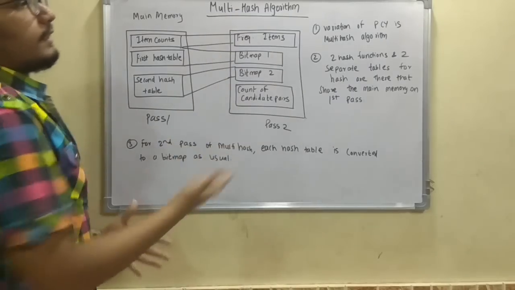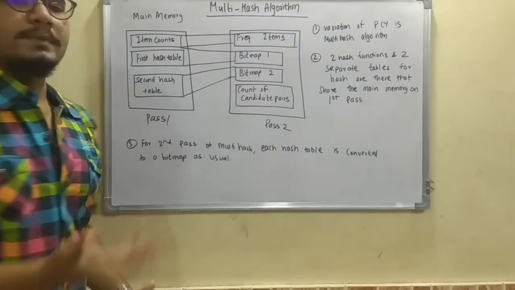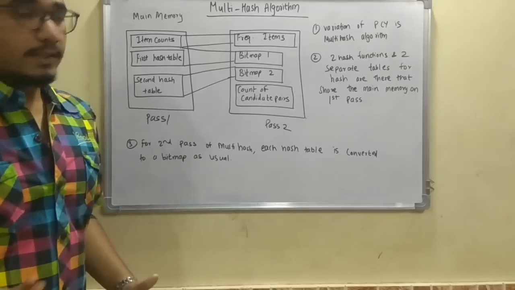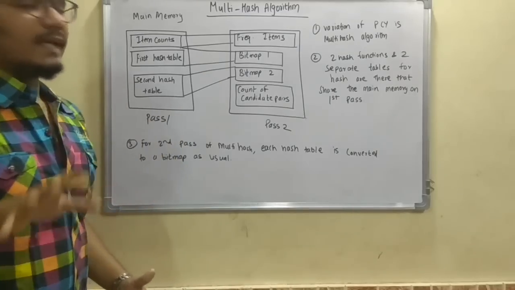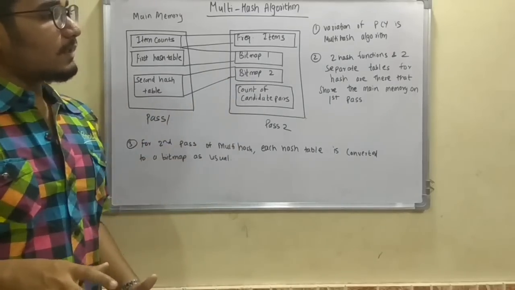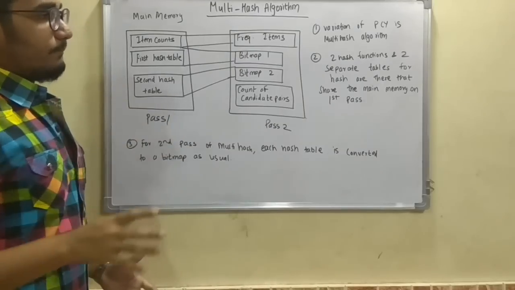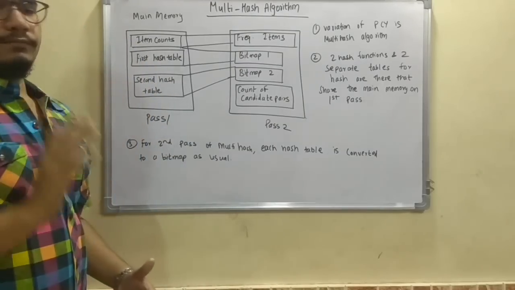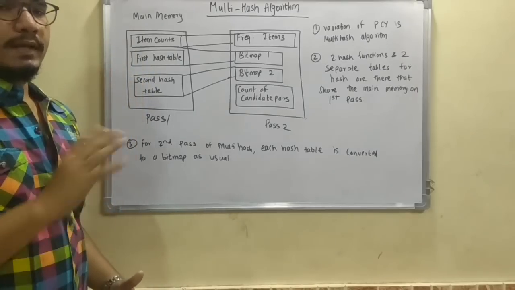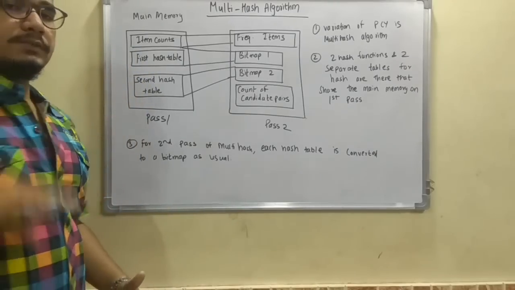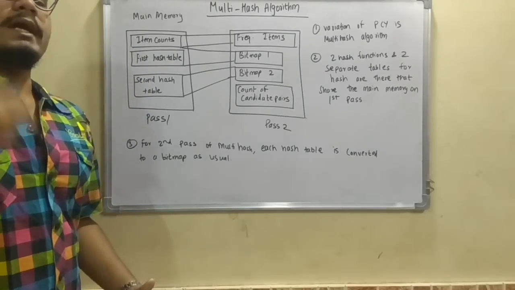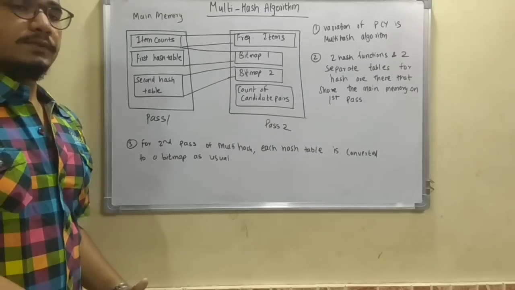So like I have told you, it's a variation of the PCY algorithm, that is, the multi-stage algorithm. The multi-hash algorithm uses two hash functions and two separate tables for them. That is, since we use two hash tables, we have two separate hash functions for this. So after we have the hash functions, we will contain the hash functions in that.